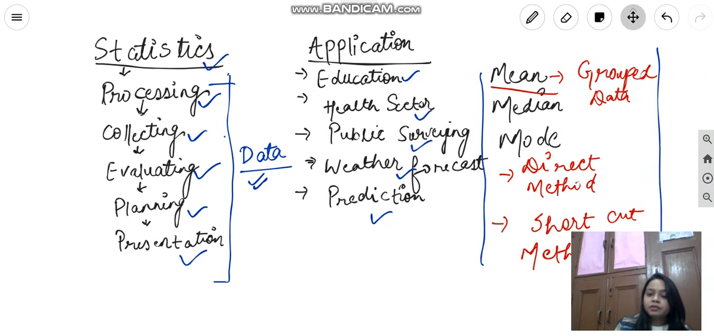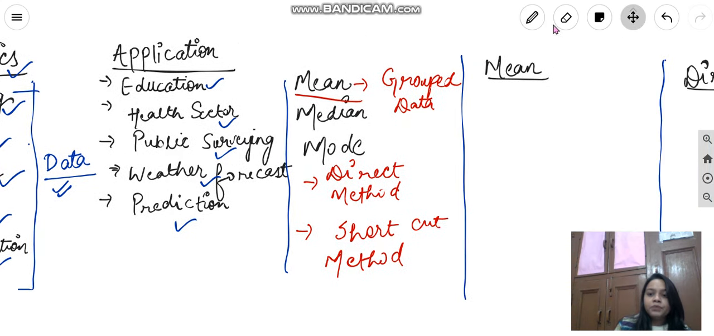Generally there are three parameters which we calculate in statistics: the mean, median and mode. In today's class we will learn about the mean, what we understand by mean, and the ways of calculating it for grouped data. Now, what is grouped data? Grouped data is data formed by arranging the individual observations of the variable into a frequency distribution table so that it is easy to understand and visualize the data.